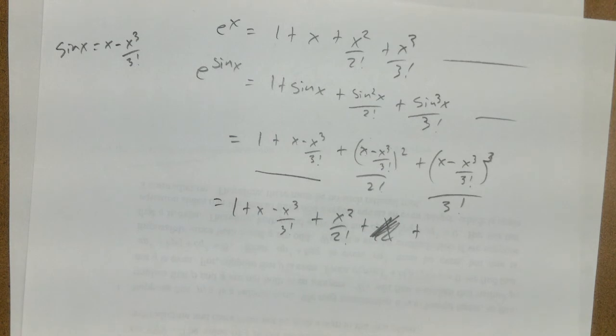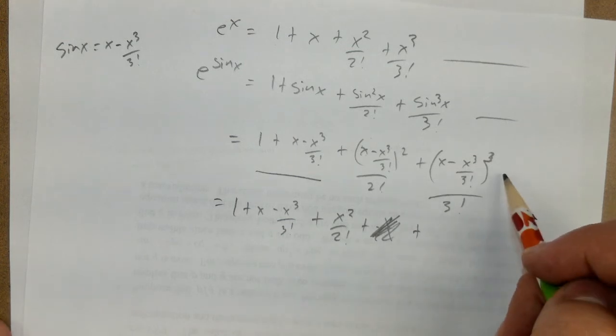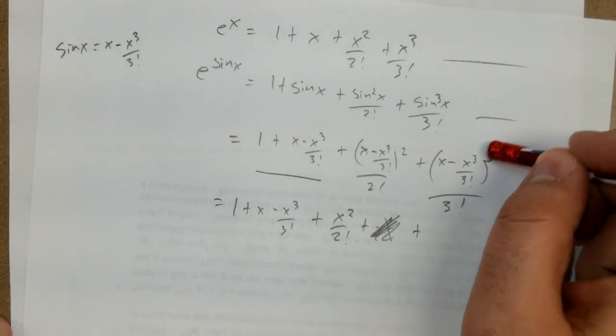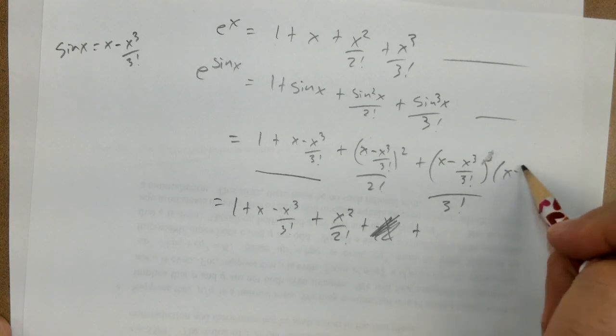And then you look at the last one, the only term, if you have 3 of these multiplied out, so let's actually write that out so you can see what I'm talking about. You have 3 of these.